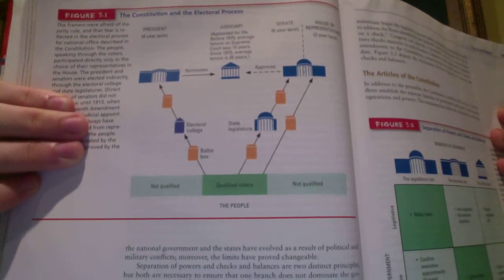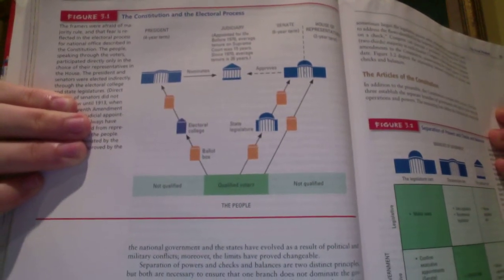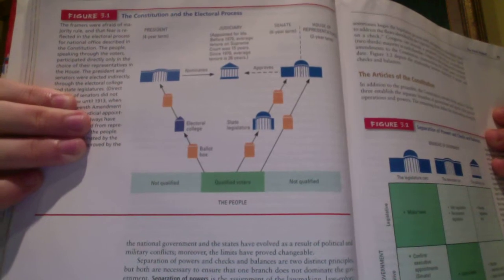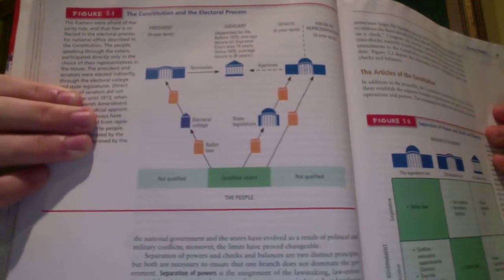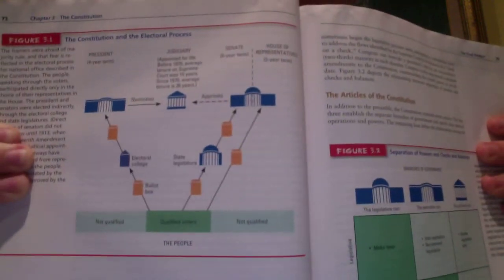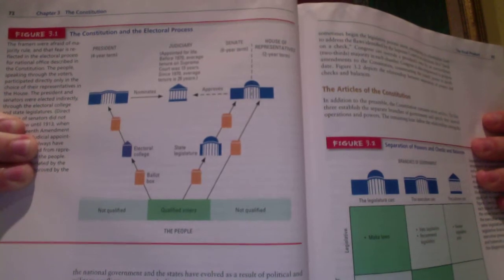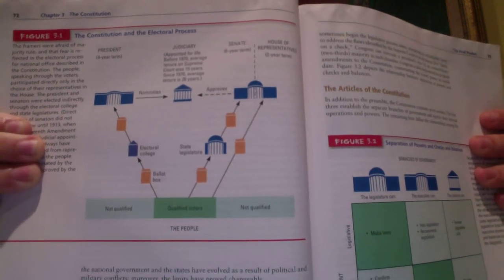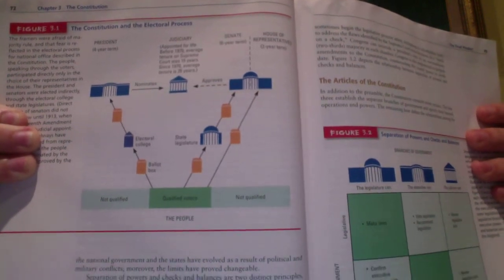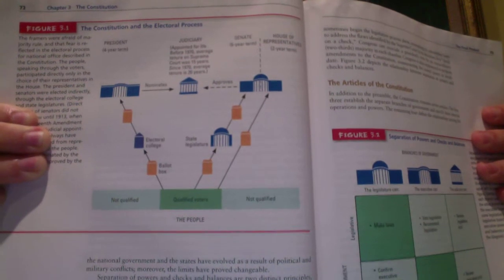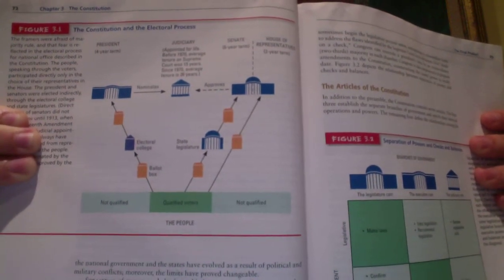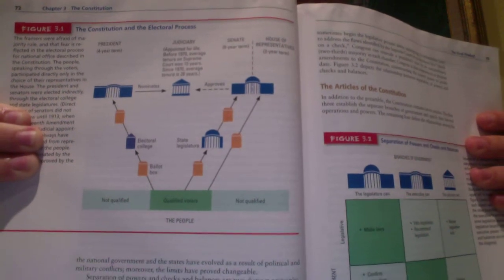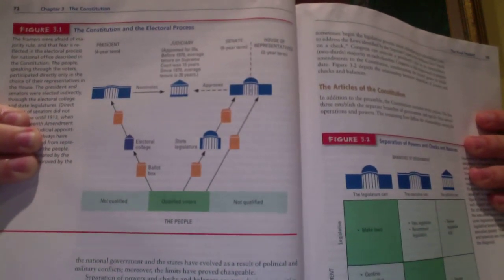So the only process by which the Constitution originally allowed for direct voting was for the qualified voters to vote for the House of Representatives. That's the only one that goes directly from the voter into the government. The Senate would be through the states, as you can see. The voters would vote for the state legislatures, and the state legislatures would elect the senators.